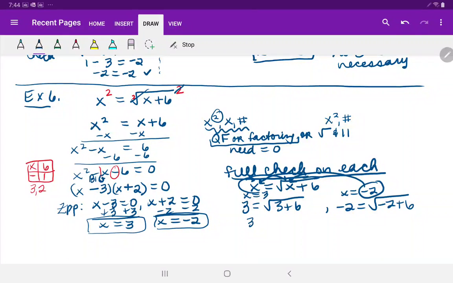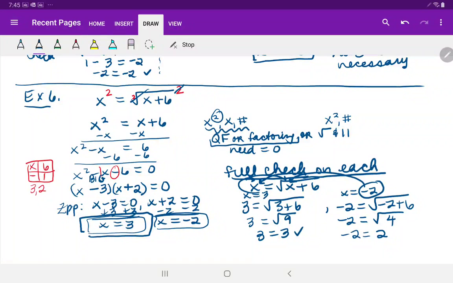I'm substituting this into the equation, and I'm substituting this into the equation. Okay, so let's see. So 3 equals radical 9. 3 does equal radical 9. Okay, so that worked. So x equals 3 does work. Negative 2 equals radical 4. Well, almost, but no. So I have to cross out the x equals negative 2 answer. And then this is the only answer.